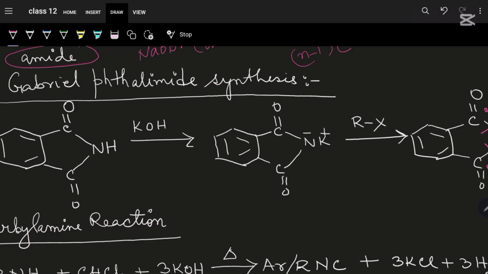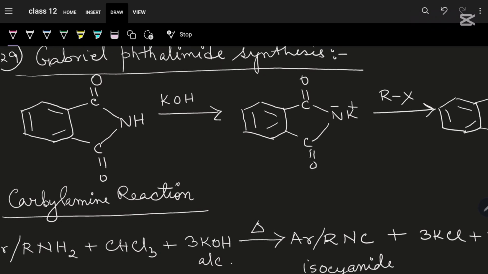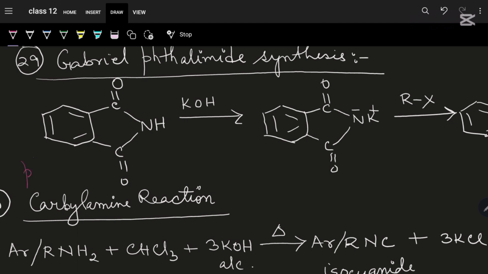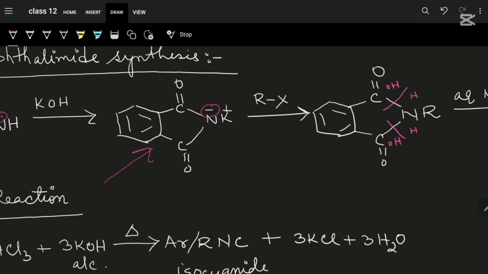Okay, Gabriel phthalimide synthesis. You start with this thing, phthalimide. This is the imide of phthalic acid. The CONH linkage is there. The starting material is phthalimide, and you react it with KOH, and here you are just increasing its nucleophilicity, just like in Kolbe. The nucleophilicity is increased. Here also nitrogen was having a lone pair, now nitrogen is having a negative charge. So this has greater nucleophilicity than phthalimide, so that you are converting it to the potassium salt.